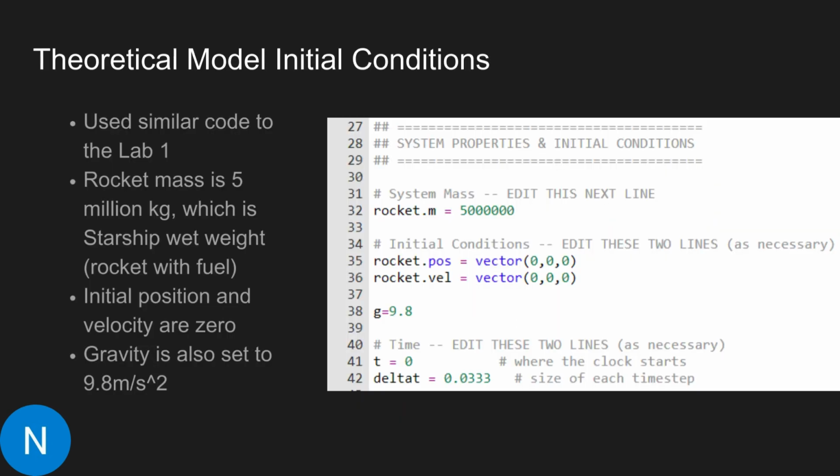So here's the theoretical model, initial conditions. The rocket's mass is 5 million kilograms, which is the Starship wet fuel weight. Initial position and velocity are 0, and gravity is set to 9.8 meters per second squared.